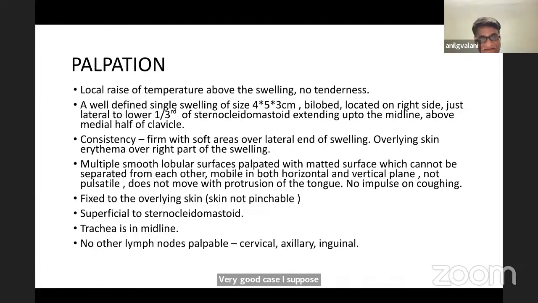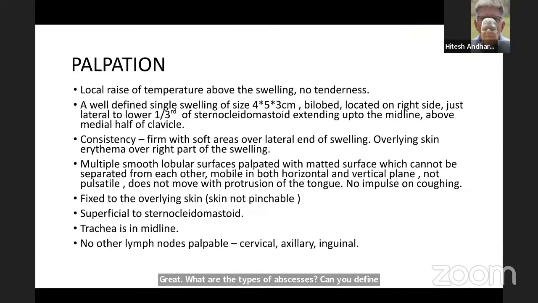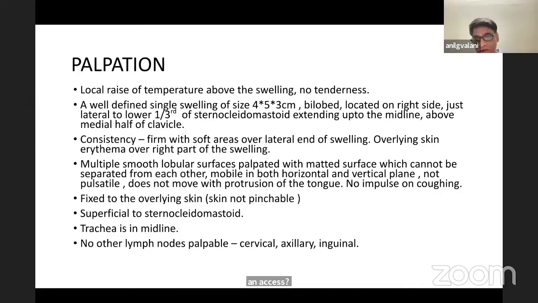Great. What are the types of abscesses? Can you define an abscess? Tell me all the abscesses that you know after defining an abscess.